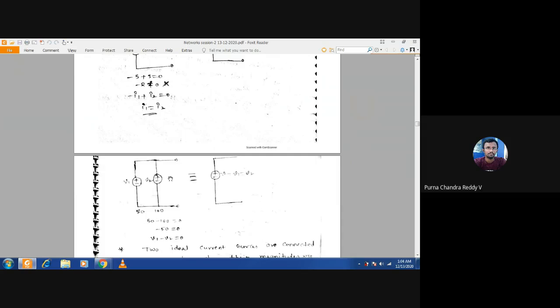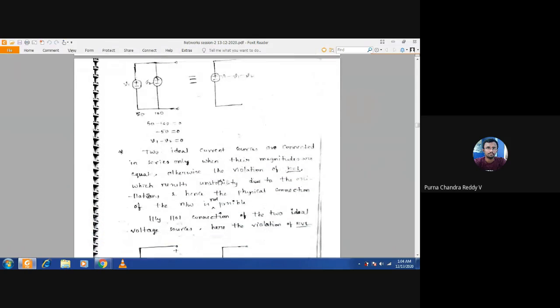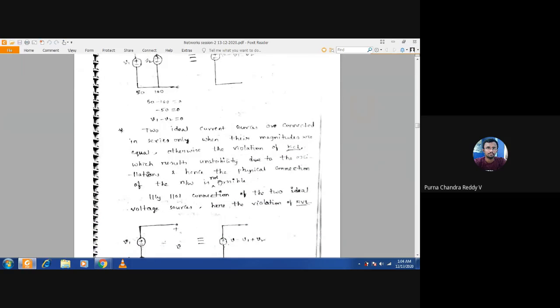See, suppose I am giving a voltage source plus minus with 5 volts, that is equivalent to minus plus with minus 5 volts. Yes or no? Yes, sir. Okay. So here, these two voltages must be the same. Otherwise, violation of KVL. So that is what is written here.